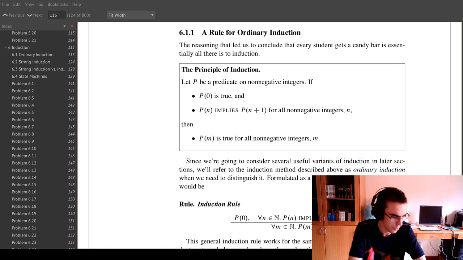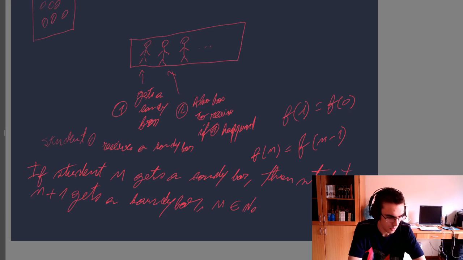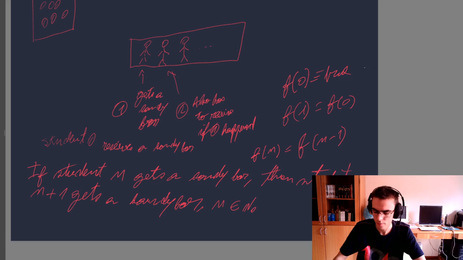Oh, and now I see I was writing, but it was not visible. What I wrote was student 0 receives a candy bar, and f of n equals f of n minus 1, and f of 1 evaluates to f of 0, and f of 0 is equal to true. And so things work.